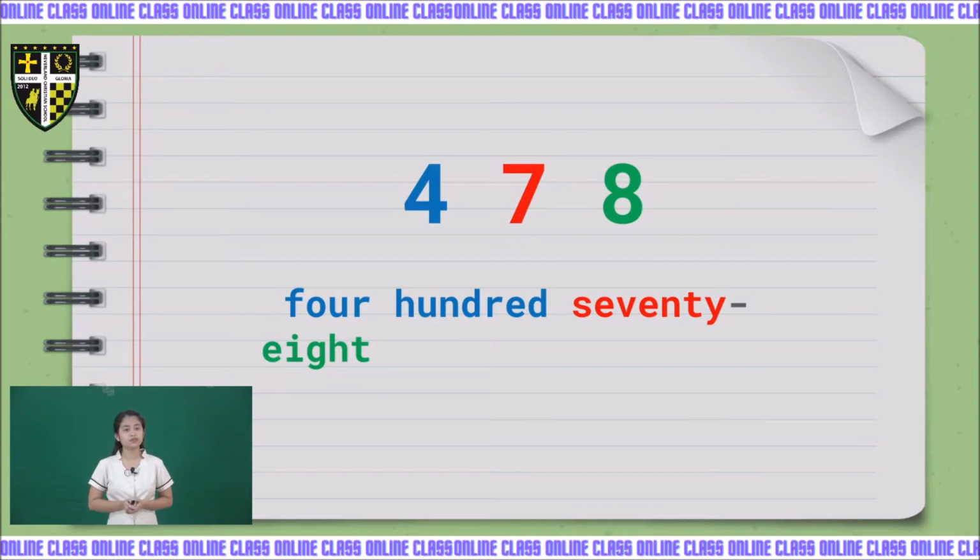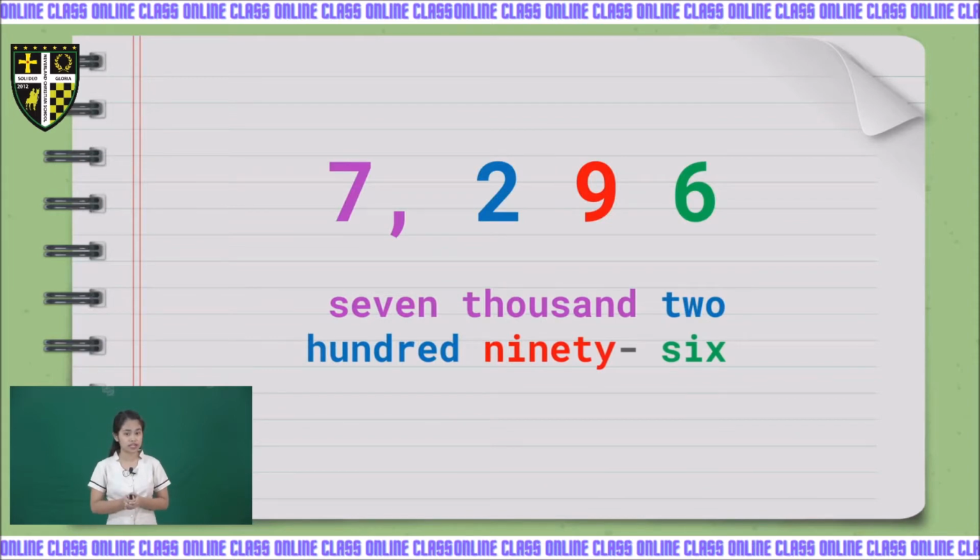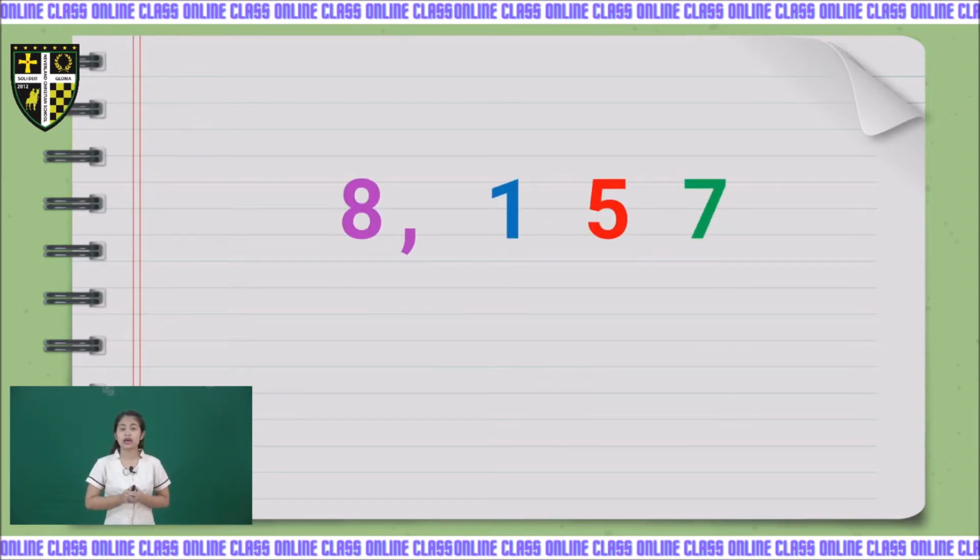So the next one, we have 4 digits. We have the digit 7, digit 2, digit 9, and digit 6. If we put them all together, we have the number 7,296. You can simply write it as 7, 2, 9, and 6. Or we can also write it in words by spelling 7,000 and then 200 plus 90 and the 6.